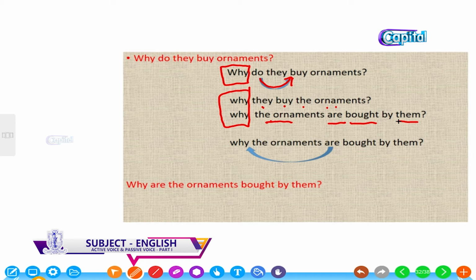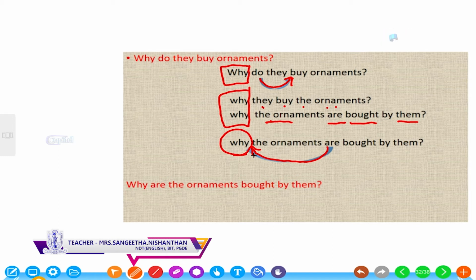Now, it is changed into passive voice, but not as the question. So, we have to make it again as a question. After the WH, you have to bring the be verb or the main verb after the WH and before the subject. Now, why are the ornaments bought by them? So, the are is brought here and the question is made again.